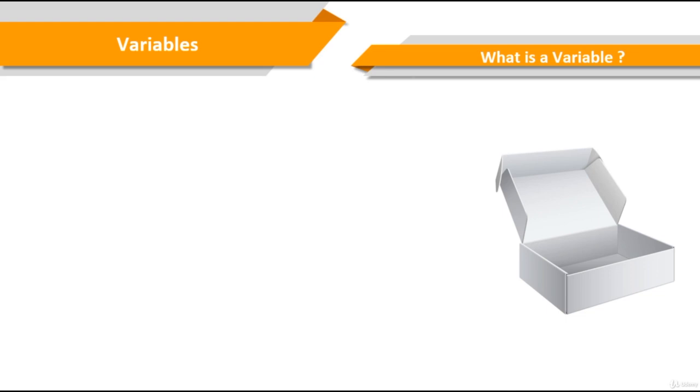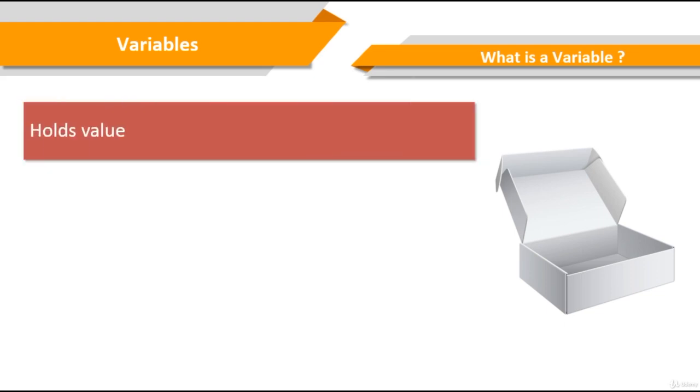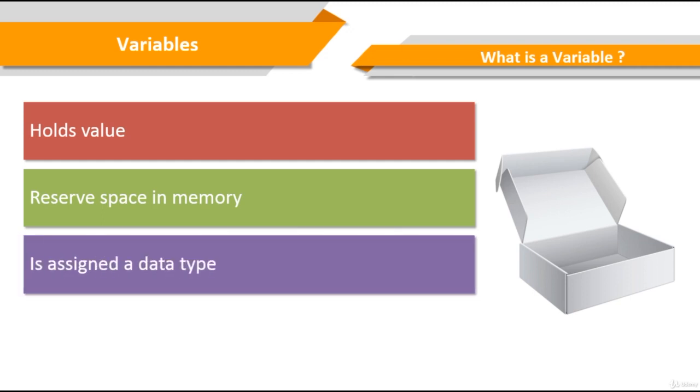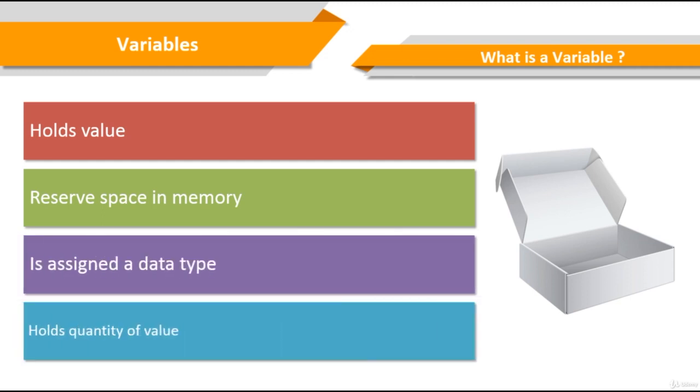So a variable can be thought of as a container or a box which holds a value for you during the life of a particular Java program. It means that when you create a variable, you basically reserve some space in memory. Every variable is assigned a data type, and it holds a quantity of value.